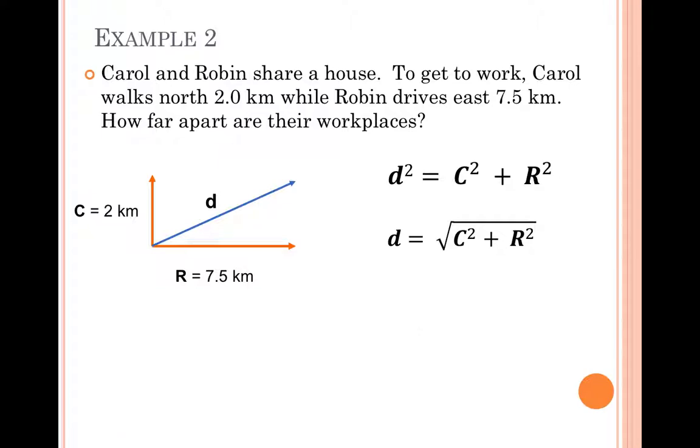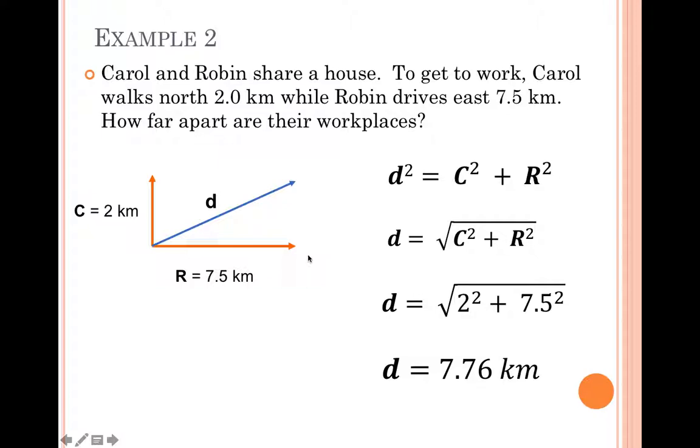So if we solve this before we put numbers into it, we just take the square root of both sides. So it just becomes d on this side, and then it becomes the square root of the sum of the squares of those two. We drop the values in, and notice in this case there's no positive or negative indicated in these values, so that would say to me that this was the positive direction for this value and this was the positive direction for that value. And we come up with a distance between their workplaces of 7.76 kilometers.